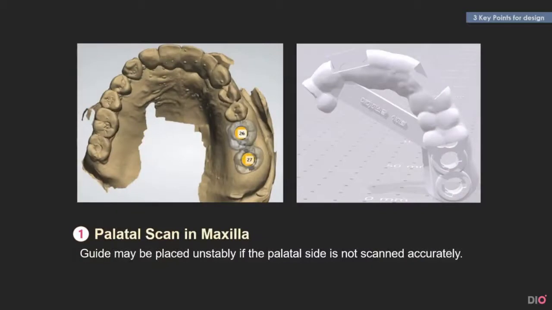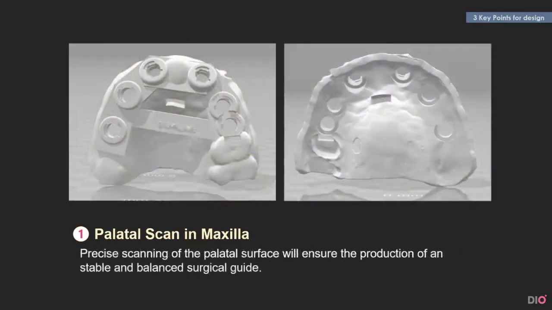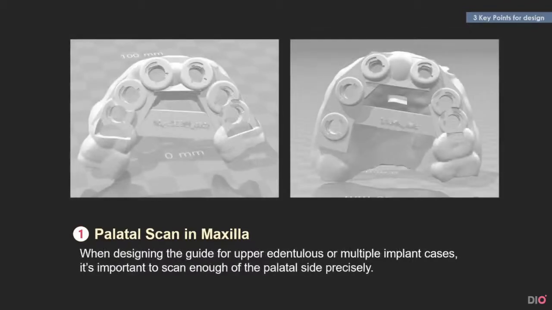If the palatal side is not sufficiently scanned during maxillary scanning, the guide will be designed to be placed on the tooth only. In this case, the guide may not be able to be placed flat on the oral cavity and may cause drilling angle deviation during the surgery. What you see on this slide is a guide that has been fabricated after the palatal area has been fully scanned. The guide that was designed with enough palatal area is more stable and balanced when placed on the oral cavity. Therefore, when you design the surgical guide for upper edentulous or multiple implant cases, it is important to scan enough of the palatal side.